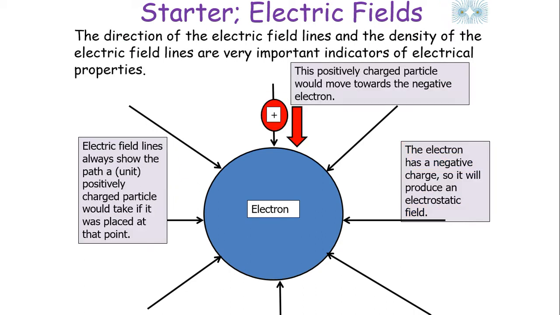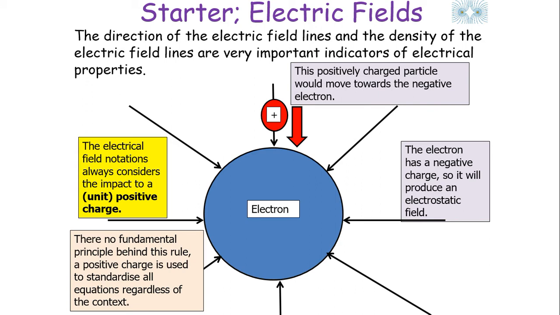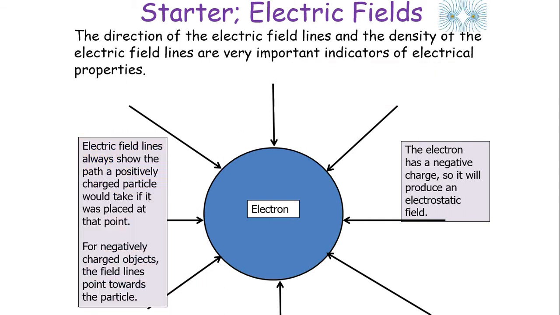So, electrical field lines always show the path a positively charged particle would take if it was placed at this point. In this example, the positively charged particle would move towards the negative electron because negative and positive attract each other, so the field lines are pointing inwards. It is important that all electrical field notations always consider the impact on a positive charge. There's no fundamental principle behind this rule. A positive charge is used to standardize all equations regardless of context.